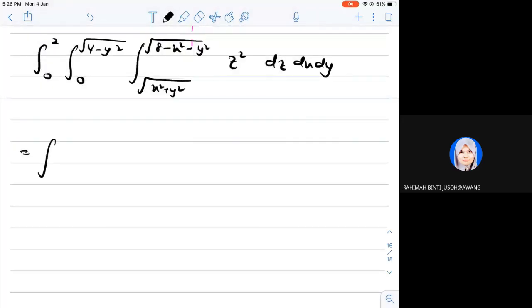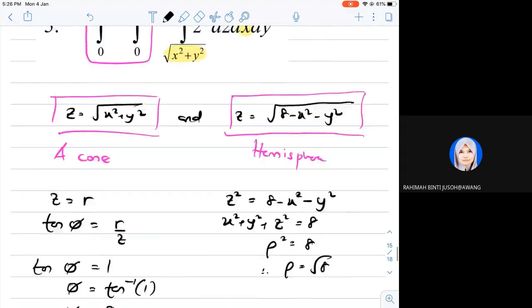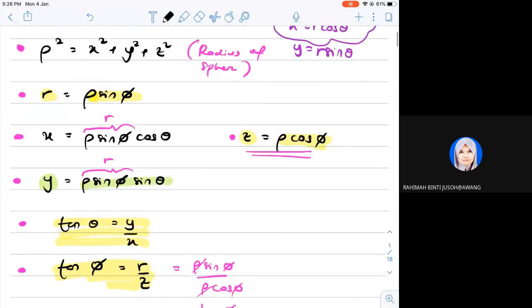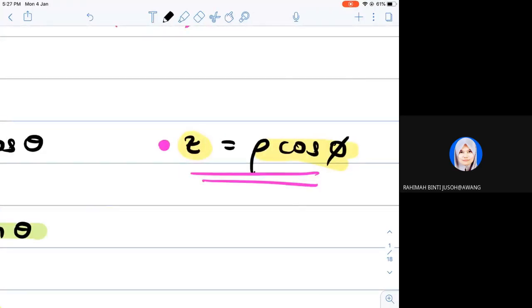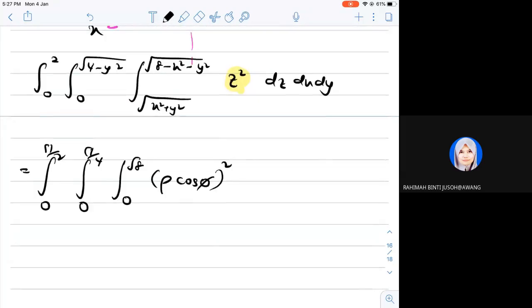So, now kita tahu dah tadi. Semua sekali ni. Rho from 0 until square root of 8. Kan? Square root of 8. Okay. And then, phi dia daripada 0 until pi over 4. And then, theta from 0 until pi over 2. Okay, z squared in spherical equals to rho cos phi squared, kan? Okay, from the formula yang tadi tu kita belajar starting kelas tu. Ha, ni z equals to rho cos phi. Okay, so z squared jadi rho cos phi squared lah. So now dz dx dy macam tadi jugalah. Okay, it becomes rho squared sine phi d rho d phi d theta.